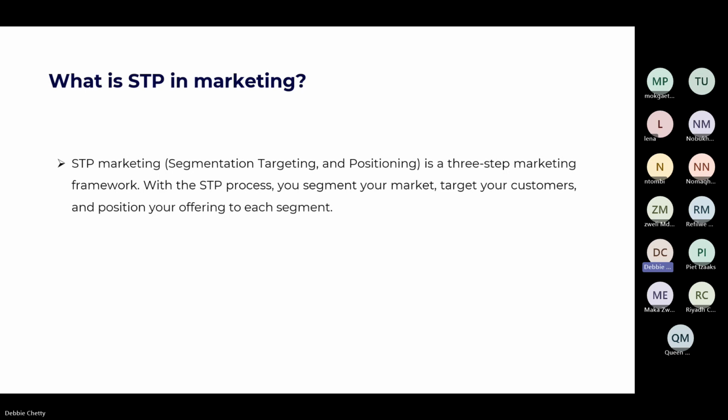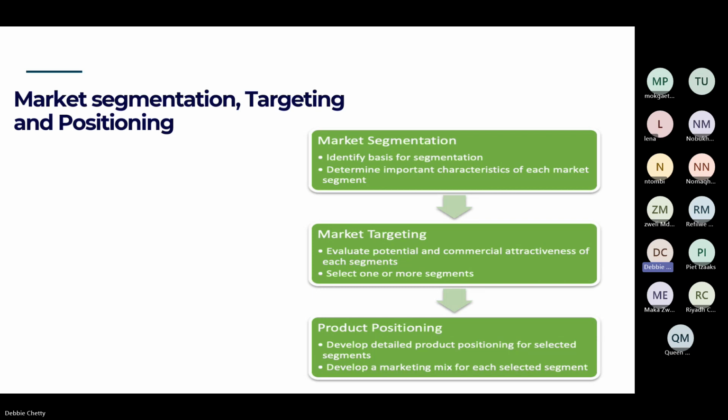Okay, so you might also find questions like, what does STP stand for in marketing, which we already know, right? And we know that it's a 3-step model. It is a 3-step approach or model or framework that is used in marketing as well. So with those 3 steps, with market segmentation, you have to identify the basis for segmentation, right? I determine important characteristics for each segment. With market targeting, it's more specific, right? You evaluate the potential and commercial attractiveness of each segment.